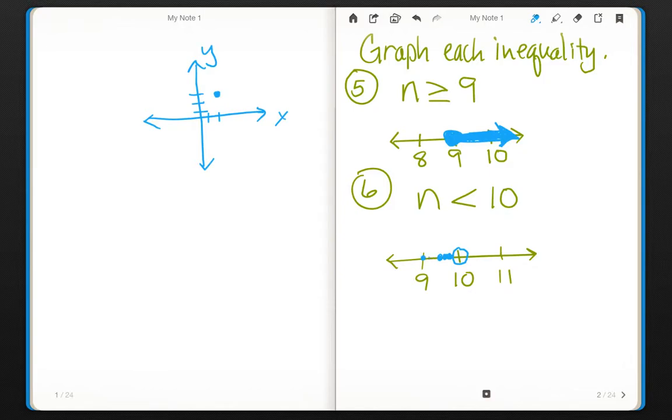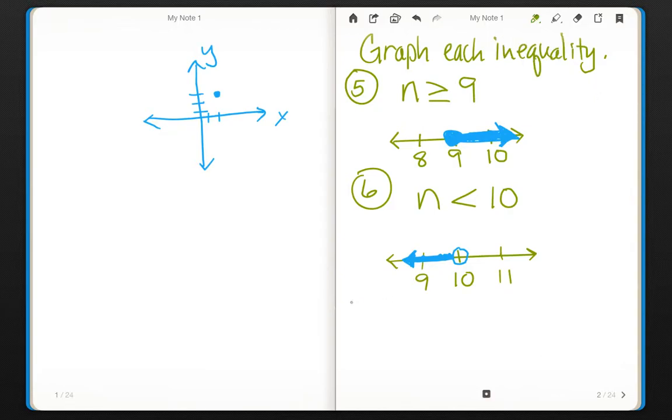9 would work, 9.1, 9.2, and all this would fill in towards the left. So essentially, we're going to make an arrow that goes to the left. It starts out with a circle at 10, goes to the left. All the numbers less than 10.